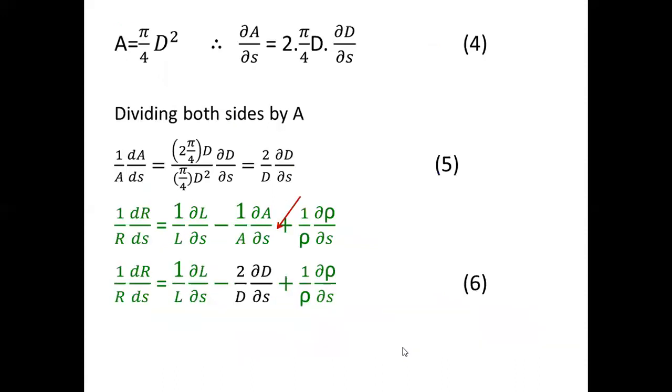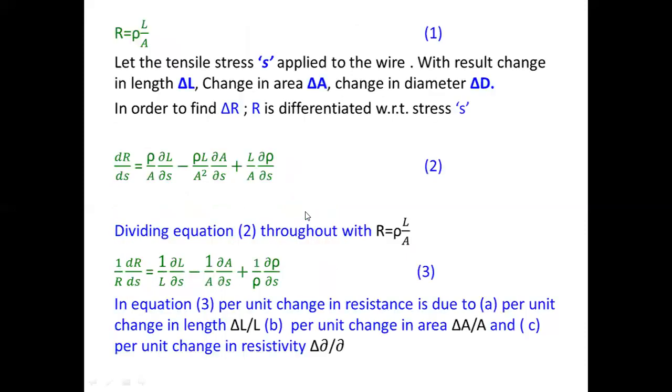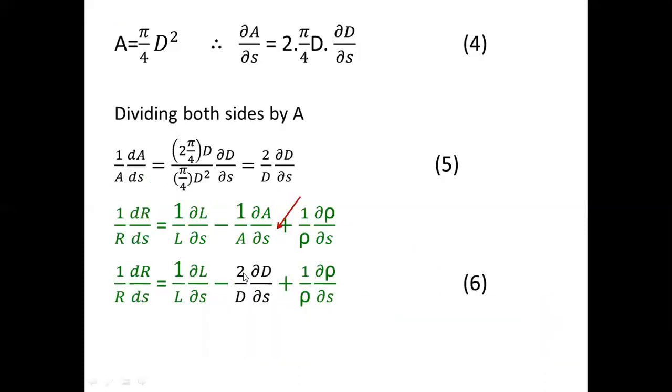Now, area we know is pi by 4 D square. Differentiating with respect to S, we get this equation. Now dividing both sides by A, we will get the final equation. Now putting this value in equation 3, we finally get equation 6: 1 upon R dR by dS is equal to 1 upon L del L by del S minus 2 by D del D by del S plus 1 upon rho del rho by del S.